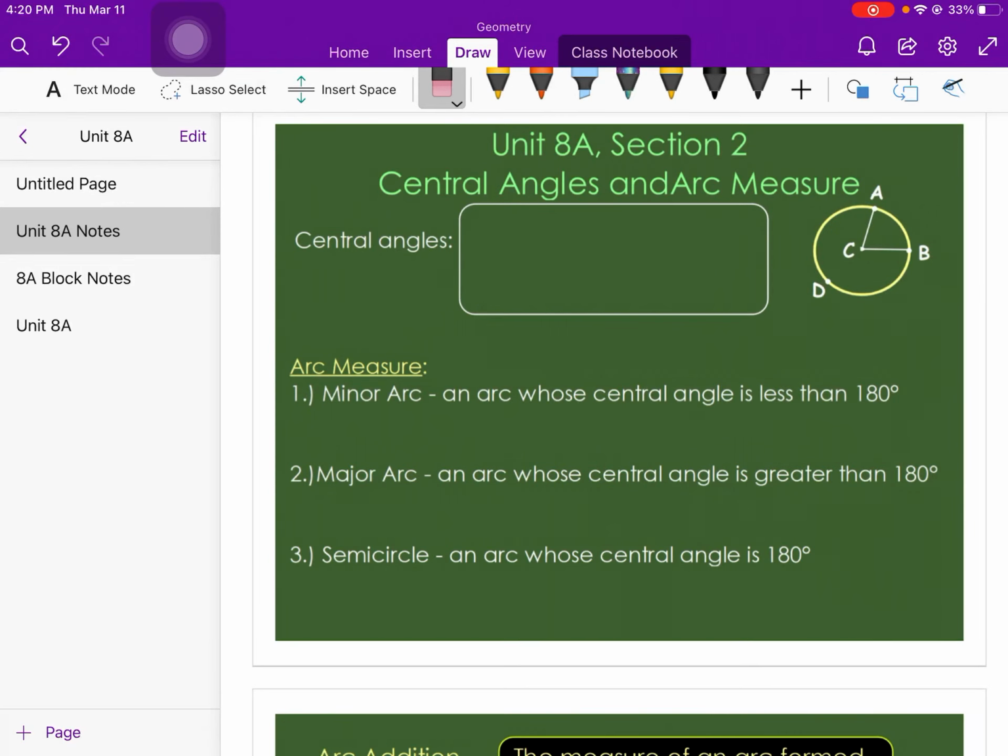Hey guys, welcome to Unit 8A Section 2. Today we're going to be talking about central angles and arc measure.